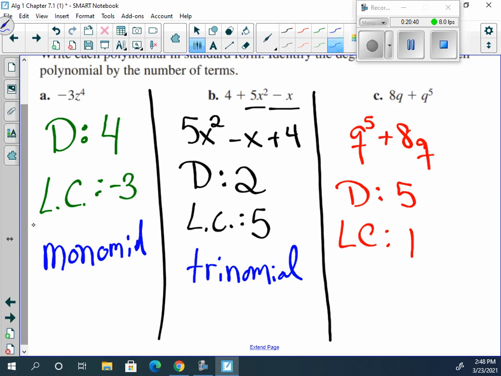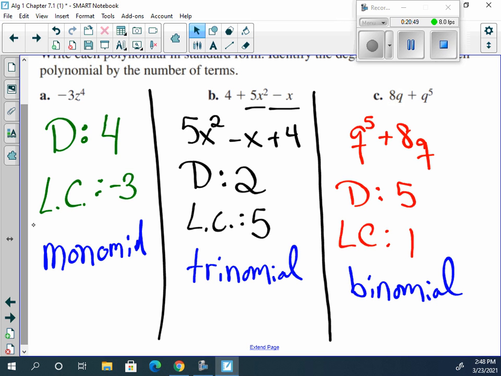And we would call this a binomial, because bi means 2. And that's it. Questions on any of this here? All right.